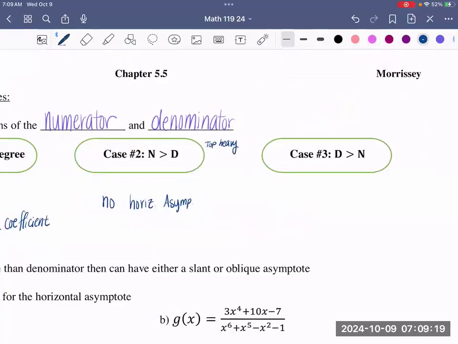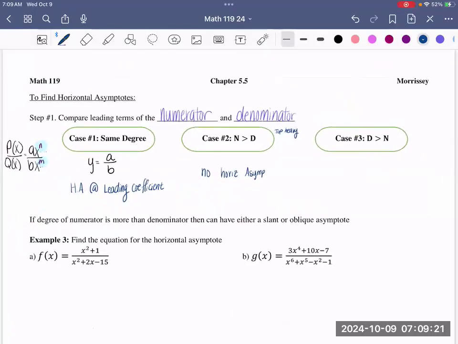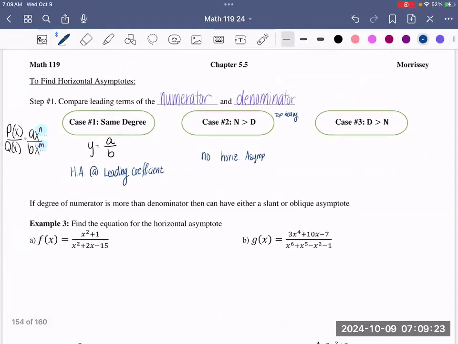Whereas, I should say even better, if the degree of the numerator is one more than the denominator, it can either have a slant or an oblique asymptote. We won't deep dive into those. I might make a separate video on slant and oblique, but for now we're just going to say there's no horizontal asymptote. However, it could have a slant or an oblique.